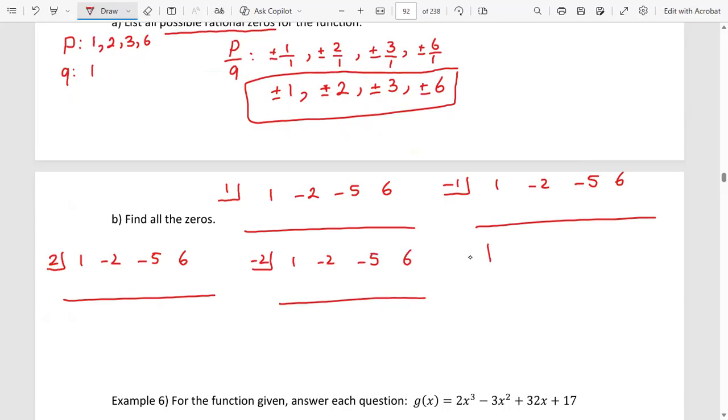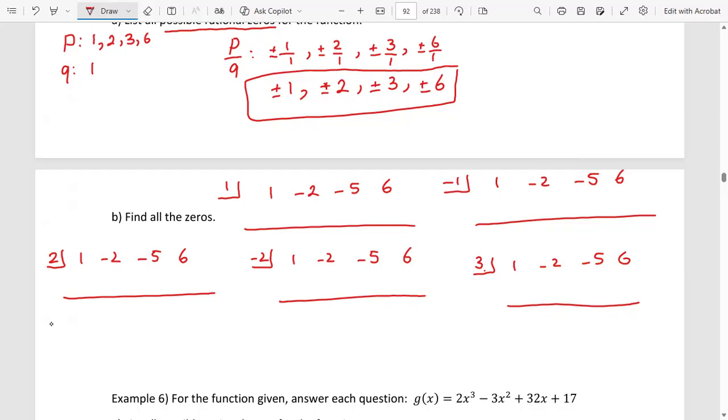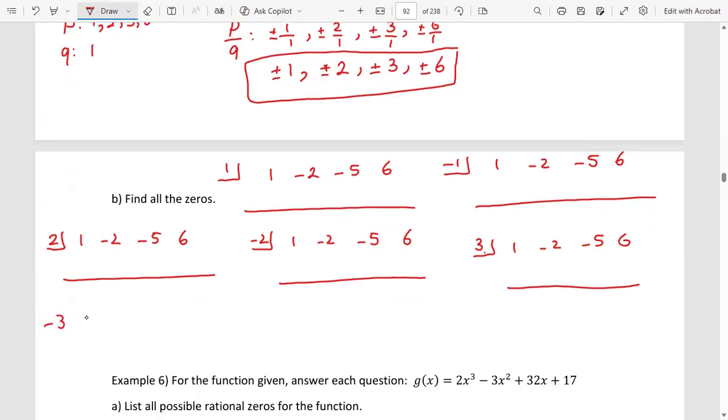Then I can divide it by +3. I can also divide it by -3. Make a space here. And divide by +6 and -6. So let me do these numbers first and see if we get all of the zeros or not.